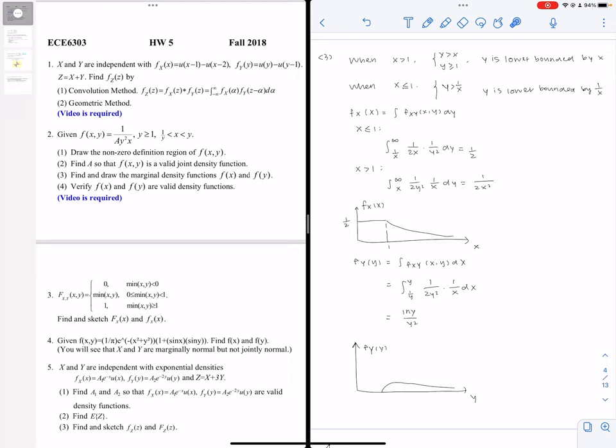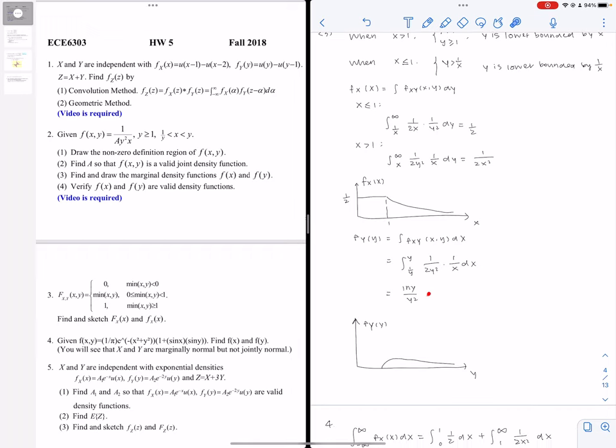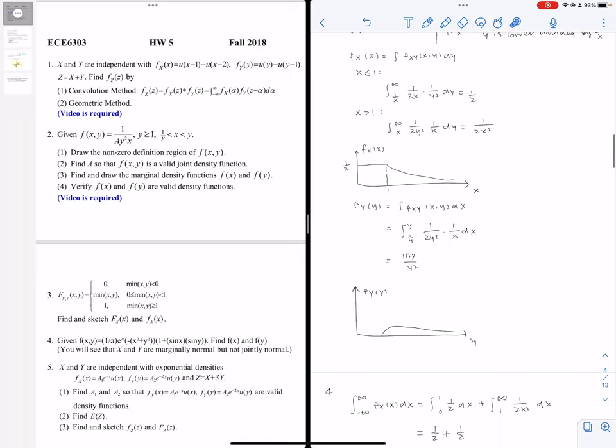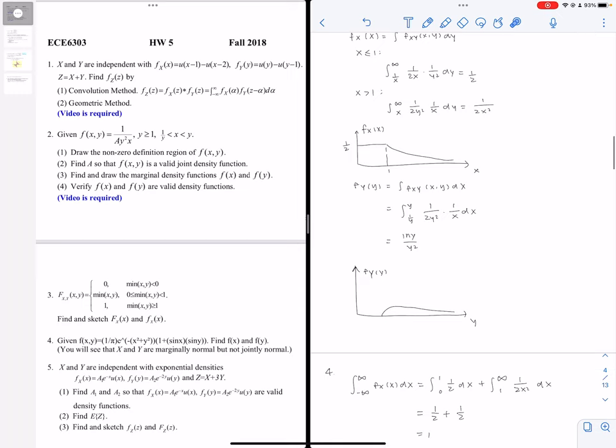And similarly, fy is to integrate f of x and y in terms of x. So here we have natural log of y over y squared. And then we have a graph like this, starting from 1 to infinity.